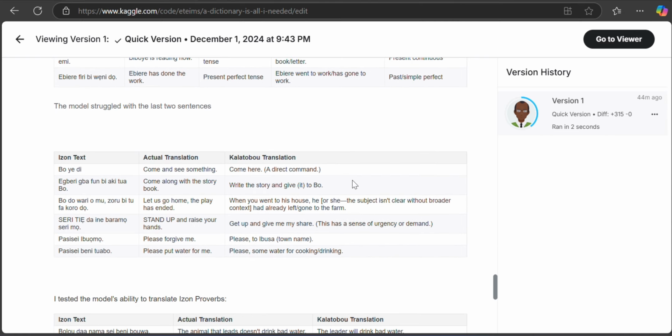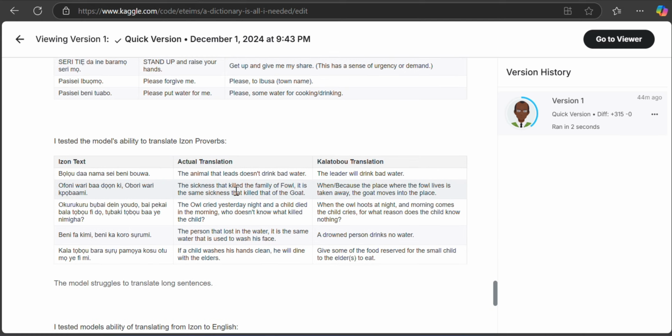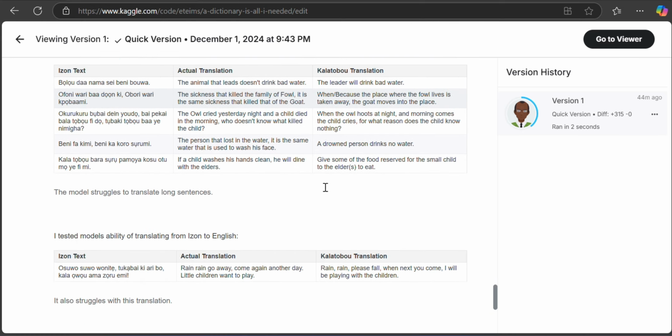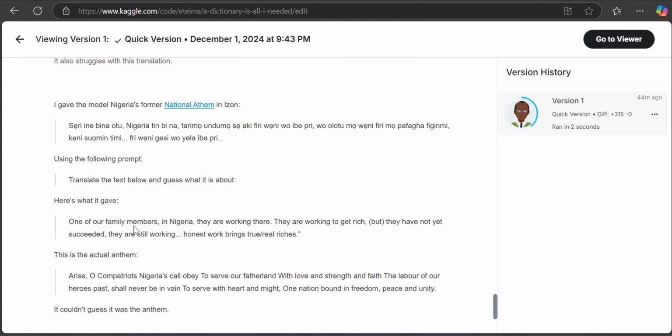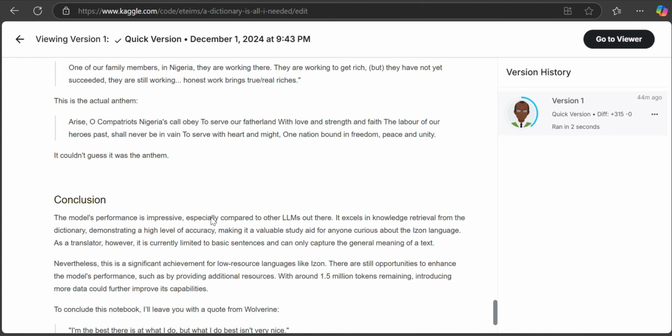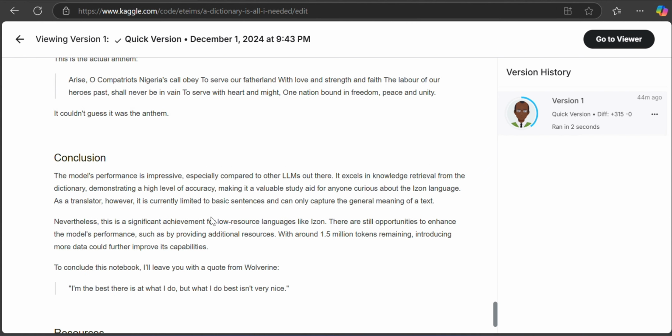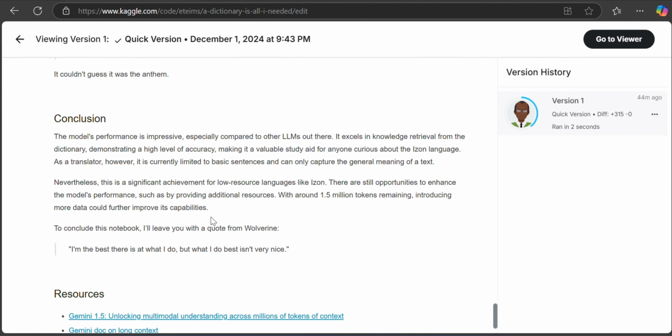But the model really struggles with long sentences. It cannot translate long sentences, and I think the funniest of them all is that I gave it Nigeria's national anthem, and it just gave me this. This is kind of funny, but it's actually impressive because this is the best interface right now for the Izon language. And in the words of the Wolverine, I'm the best at what I do, but what I do isn't very nice. And that's what this model is right now. Like I said, the name of the model is Kalatubo. So it's a small child. So be nice to it.